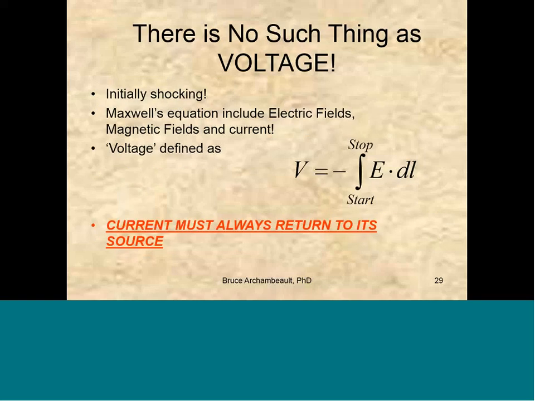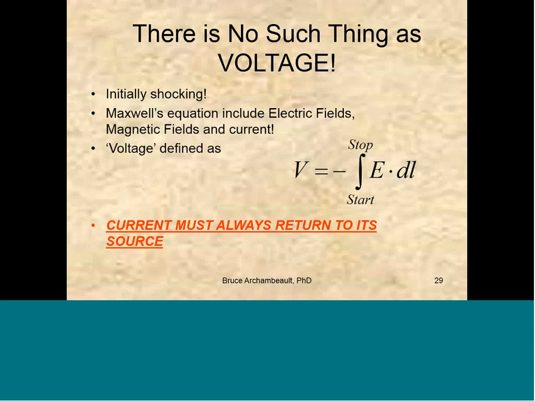All right, so now I mentioned I'd come back to this whole thing about voltage, and a good friend of mine years ago told me that there was no such thing as voltage. And this was a real shock to me because I had a voltmeter in the lab. But what he meant was, if you remember Maxwell's equations, there's electric field, there's magnetic field, and there's current. There's no voltage in there. So as a fundamental quantity, there is no such thing as voltage.